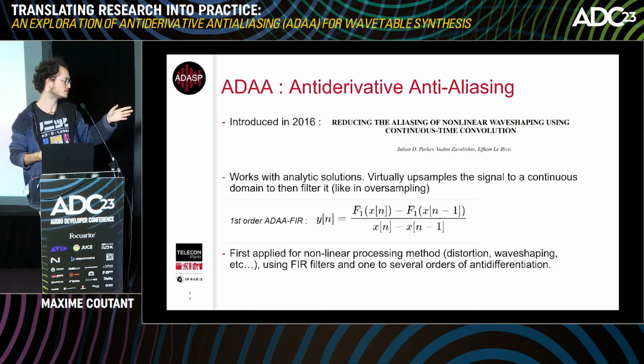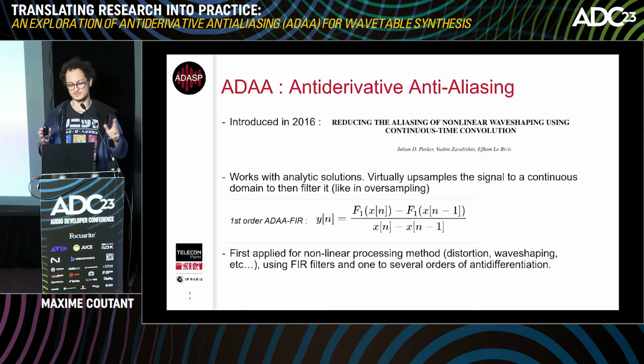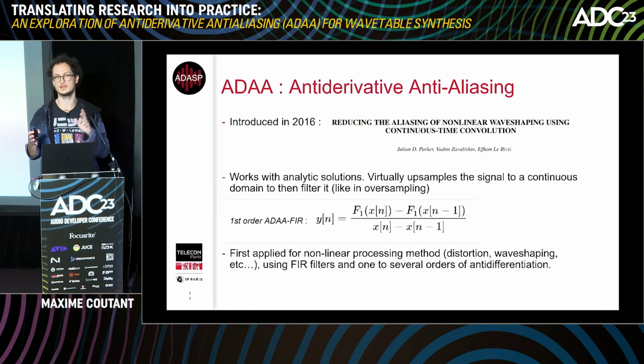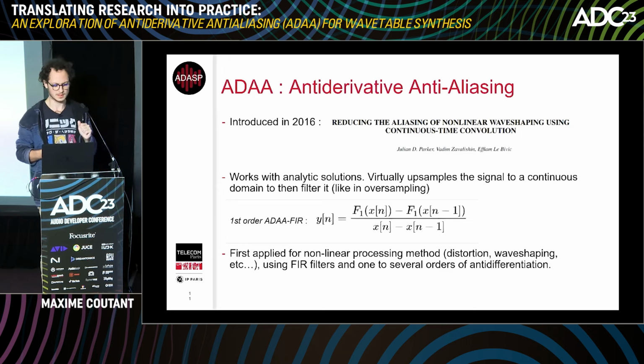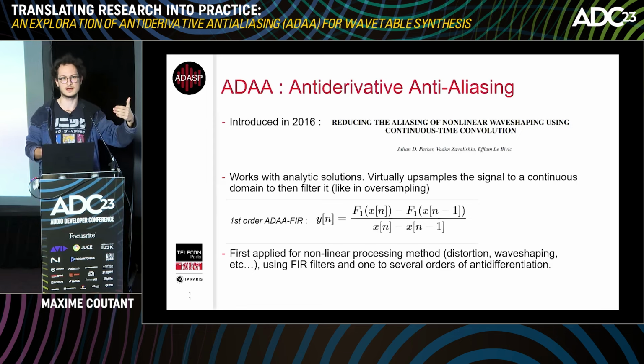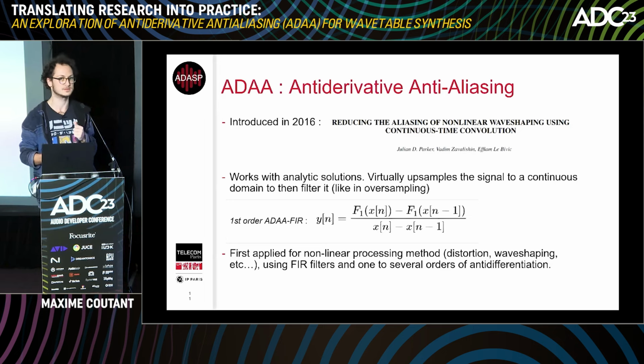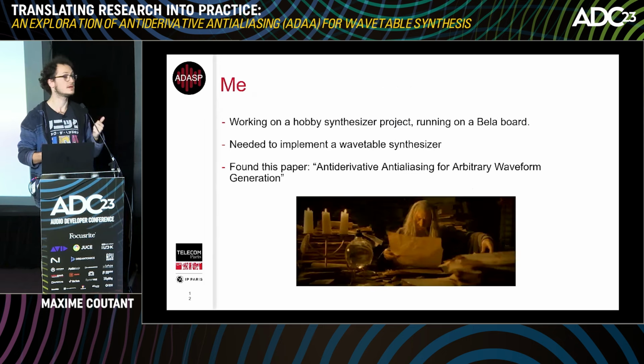It was first used for a bunch of nonlinear processing methods, and it was mainly using FIR filters with really basic kernels, because the idea is that you have to be able to anti-differentiate the kernel itself, so it has to be a bit simple, at least from what I understand about it. And it could use one to several orders of anti-differentiation, but the complexity could rise with the number of orders.